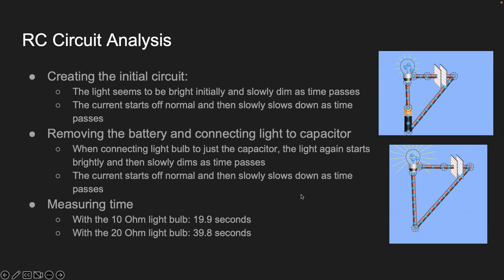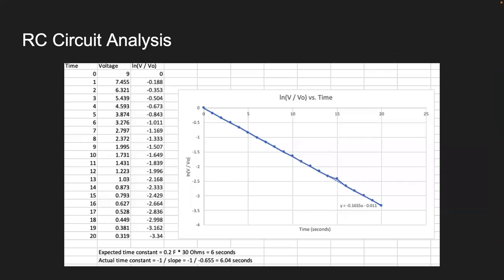After measuring the time, using the 10 ohm light bulb, we found that it dimmed after 19.9 seconds, and with a 20 ohm light bulb, it dimmed after 39.8 seconds. Now we graph the voltage for the 30 ohm light bulb at each second for 20 seconds, and we obtained the following data results.